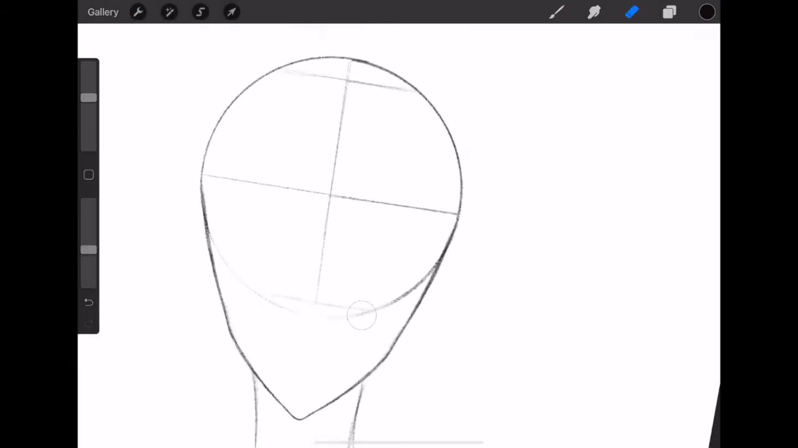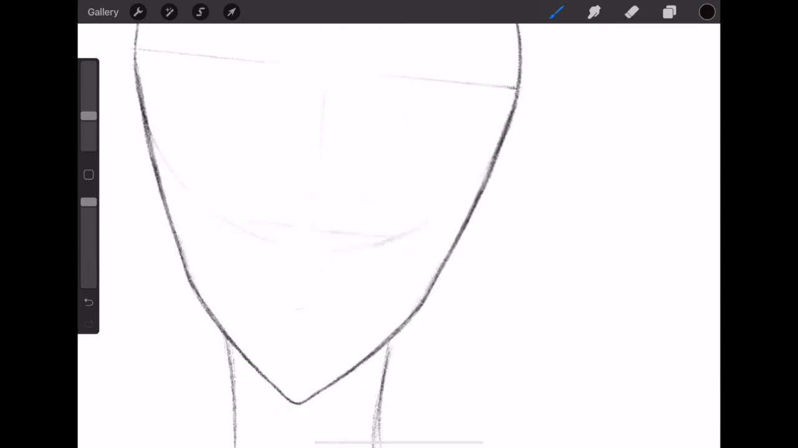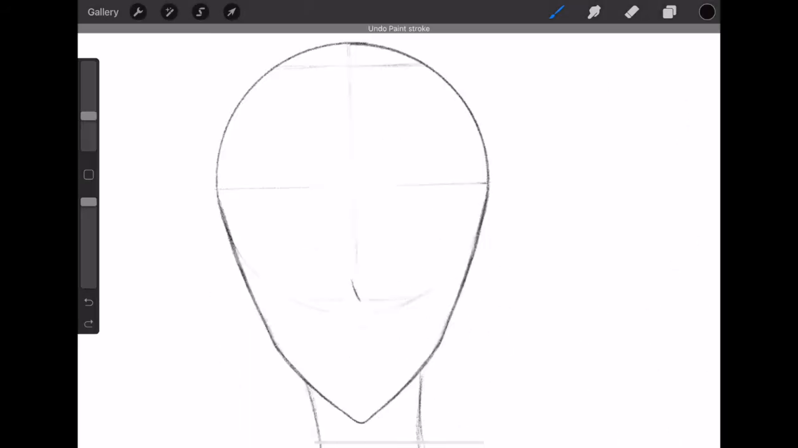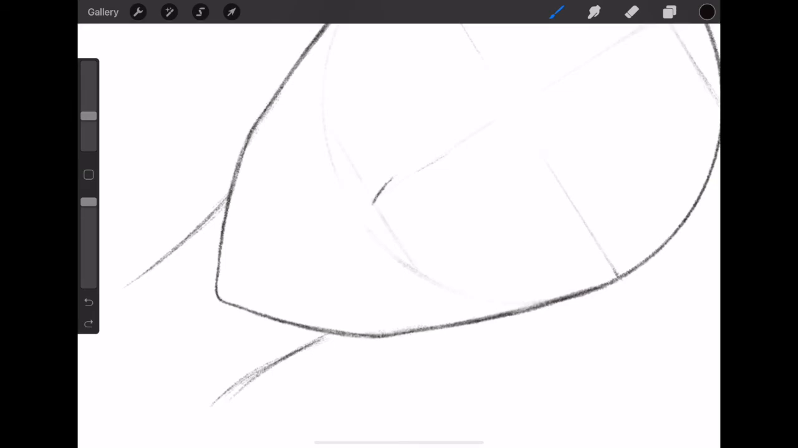Another thing I should say is for both examples I will be showing, I am drawing without a reference, which is not good practice. Don't follow my lead here. Most of the time when you are drawing a character, it's always a good idea to look up references and go from there.